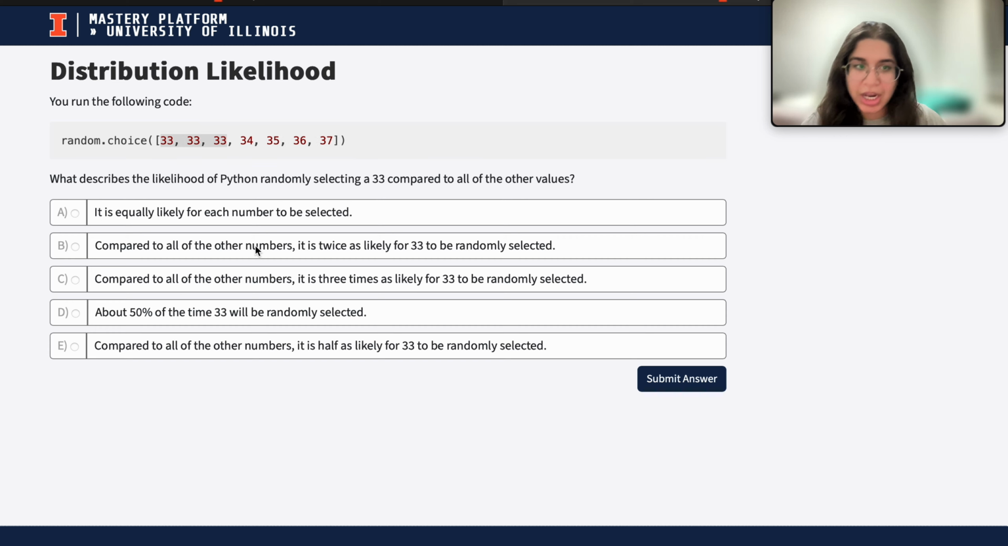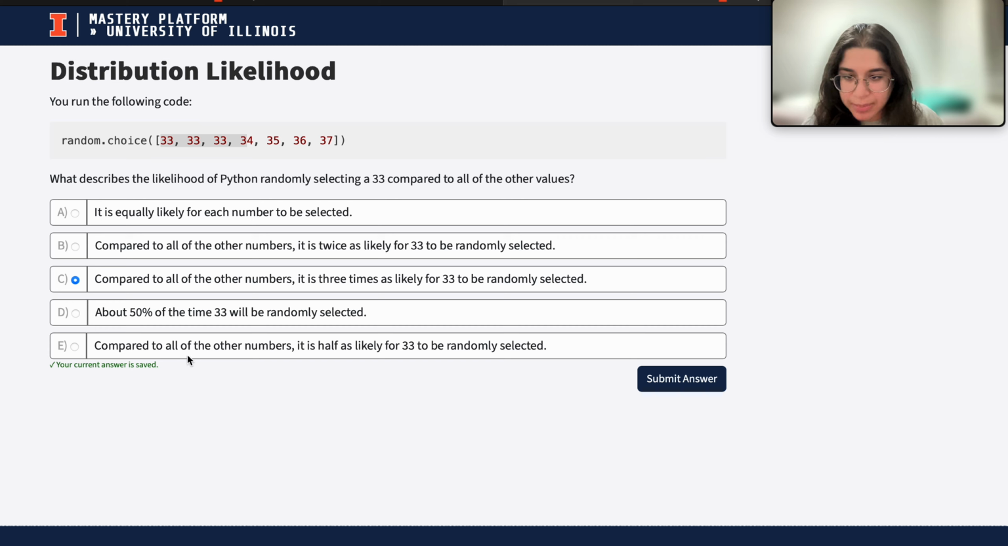So I apologize if I said about 50%, it was actually about 3 times as likely. Compared to all of the other numbers, it is 3 times as likely for 33 to be randomly selected, because the probability of choosing 33 is 3 out of 7, but the probability of choosing all these other numbers is 1 out of 7. If it was 50% of the time, then 33 would occur 3 times out of 6 total numbers, or 4 times out of 8 possible numbers, which is not the case here.